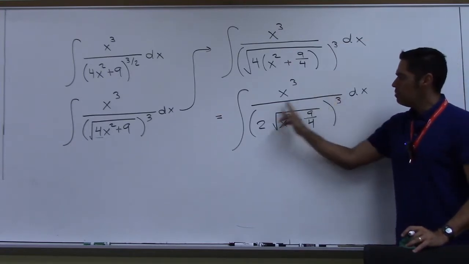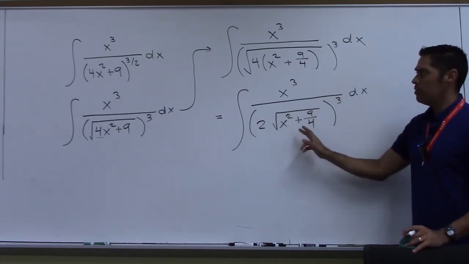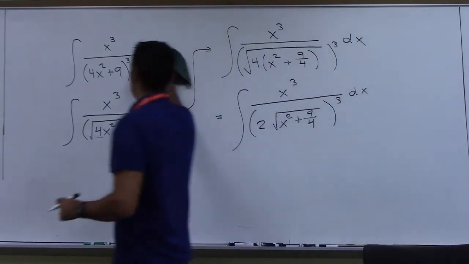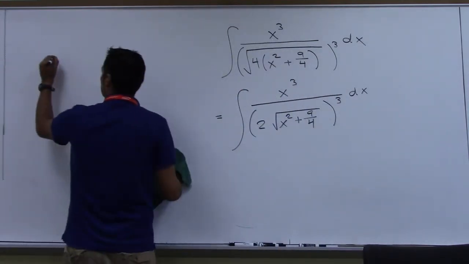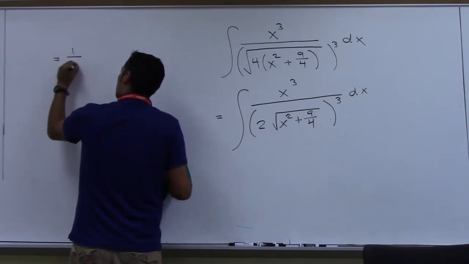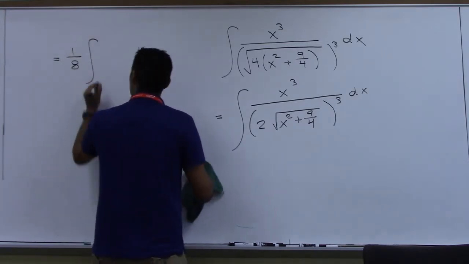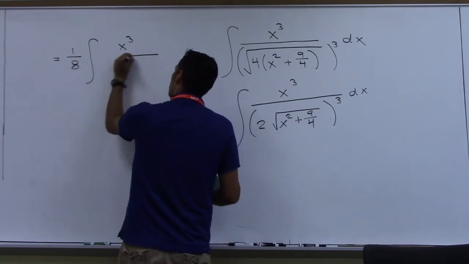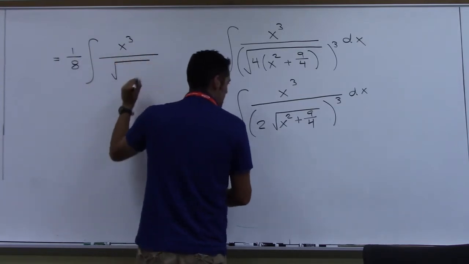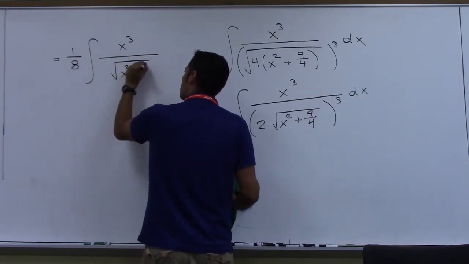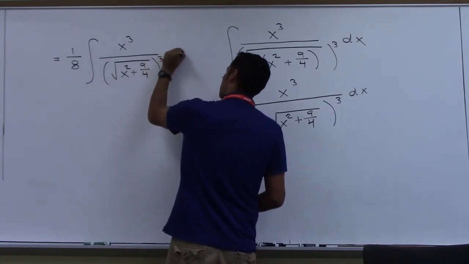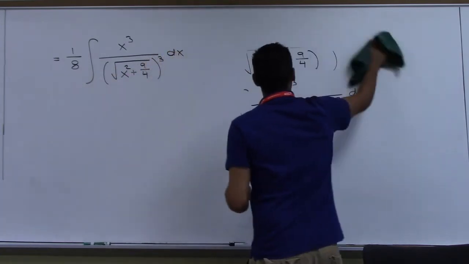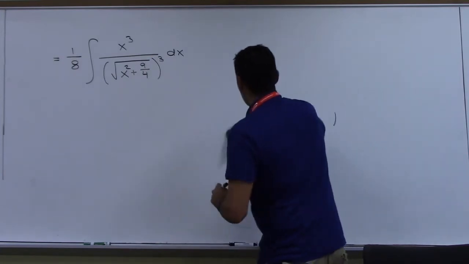So cube the 2, and then cube the root, and I'll just leave it cubed, as written. Cube the 2, you get 8 on the bottom, so 1/8 comes out. The integral has x cubed on top still. On the bottom, the only thing left is the square root of x squared plus 9/4, cubed, dx. Are there any questions on that?